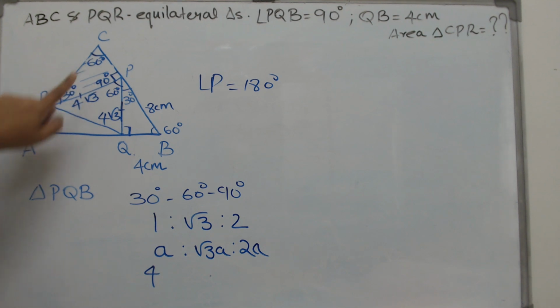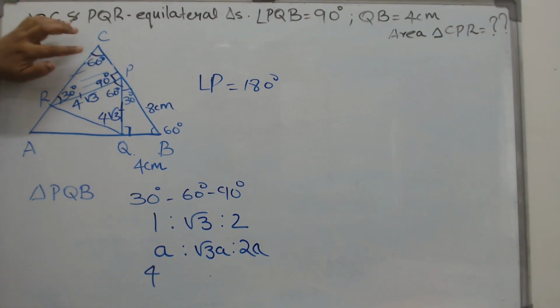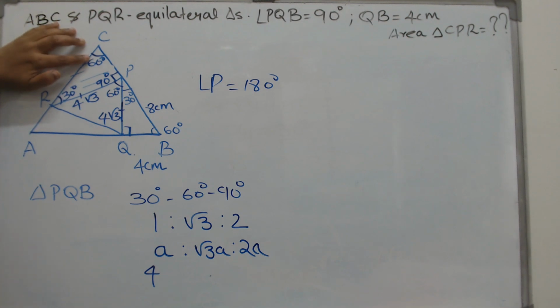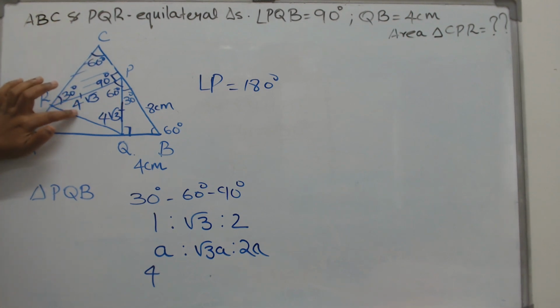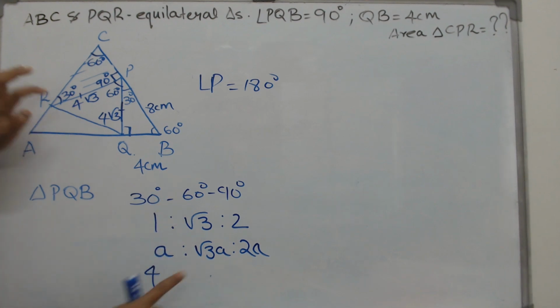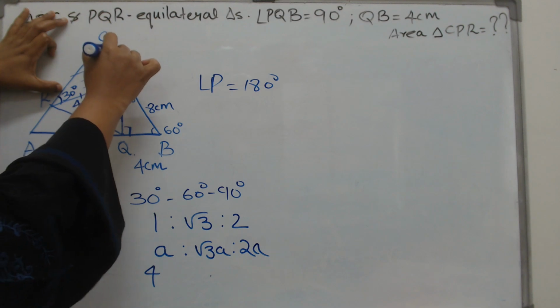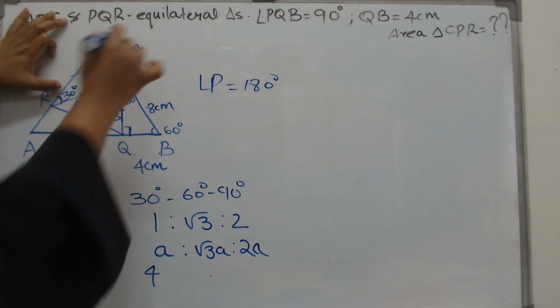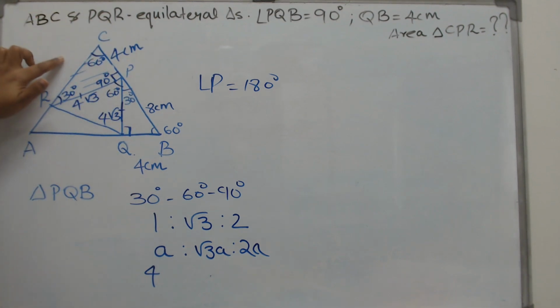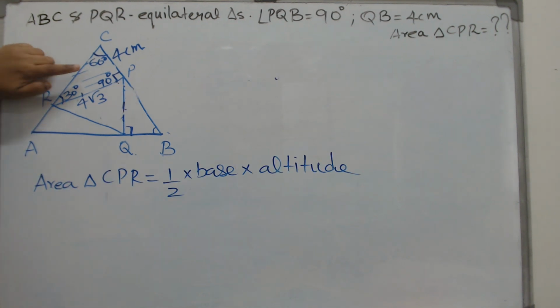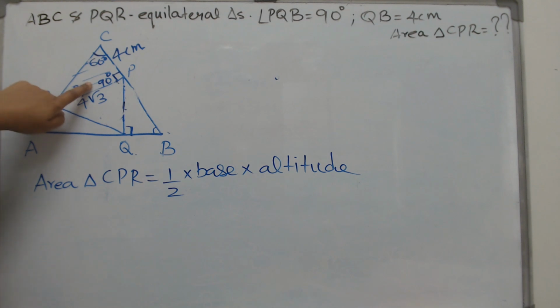We have a 90 degrees. Here we have a 4√3. What will be this? If the side opposite to 60 is 4√3, then the side opposite to 30, this one, will be what? It will be 4 centimeters. And again, the side opposite to P will be 8, but we don't have to worry about that. So we found out that the triangle CPR has angles 30 degrees, 60 degrees and 90 degrees.